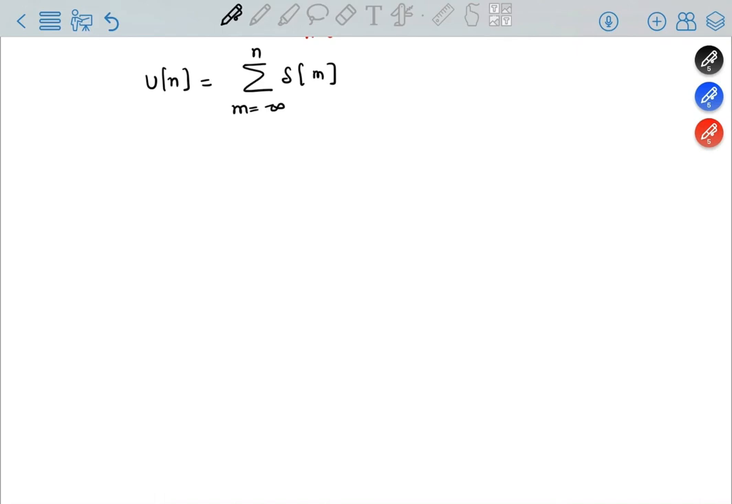First, to visualize it, we'll plot the del m function. The del m function is a very simple representation. For m equal to 0, what will be the value? It will take a value of 1, and for all other values it will take a value of 0. This we already know. So this is the m axis, and for m equal to 0 the value is 1. This is a plot of del of m. What we are doing is taking the sum by varying m from minus infinity to n.